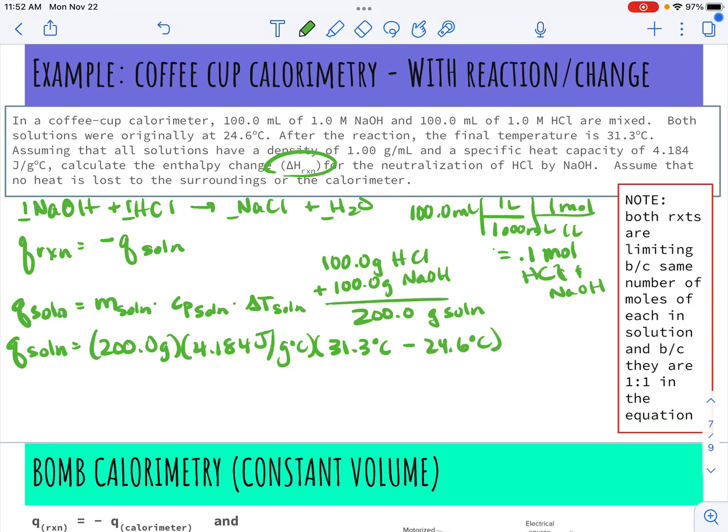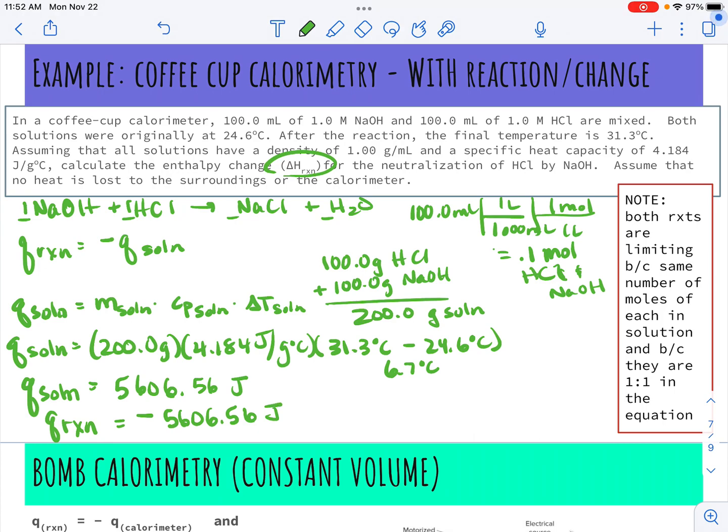So this is a temperature difference of 6.7 degrees Celsius. So Q of the solution is positive, the temperature of the solution went up, positive 5606.56 joules, which then Q of the reaction would be negative of that value, negative 5606.56 joules.